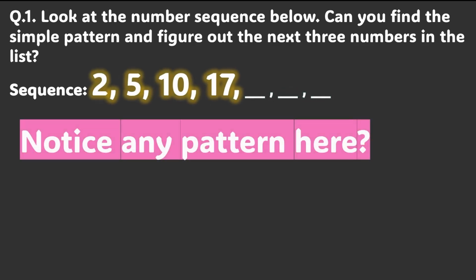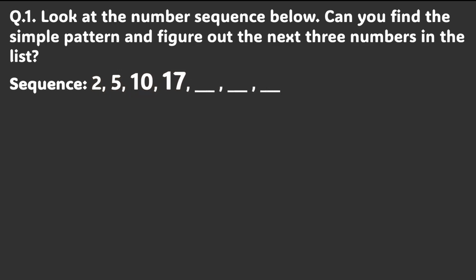Notice any pattern here? Firstly, we can clearly see the numbers are increasing. So how about we check if there is any fixed number that is being added at each step to get the next number in the list.